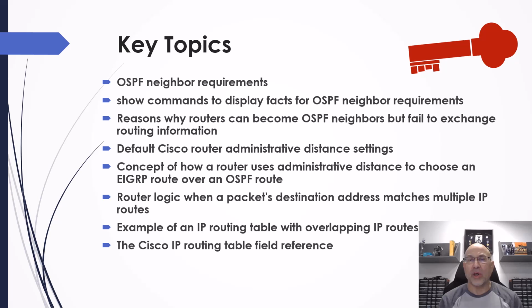We'll look at what happens if a router has multiple pathways to the same destination, and what happens if they look kind of the same, but they're not really. And then we'll talk about overlapping routes. Now, in this case, what overlapping routes really means is different subnet mask lengths. And then we'll go over some of the things that we see in a routing table.